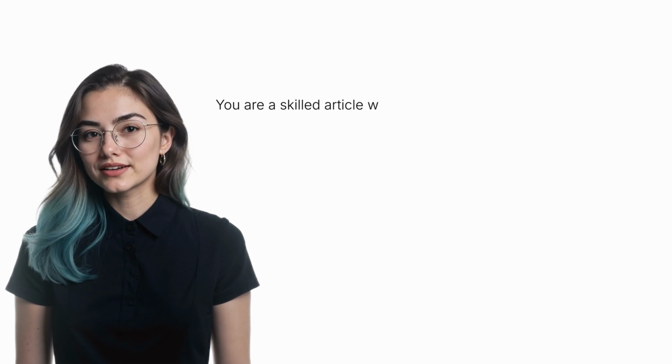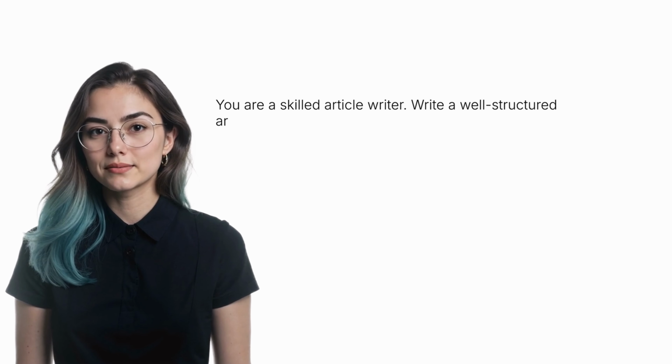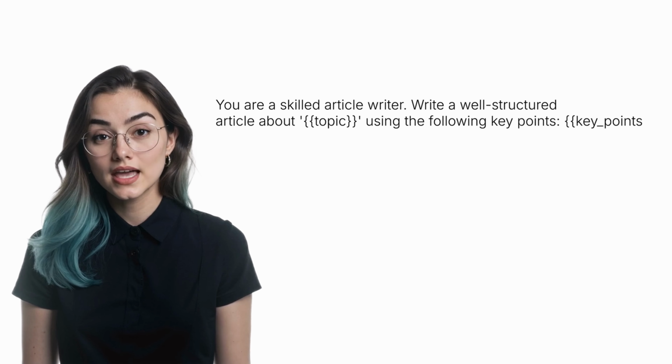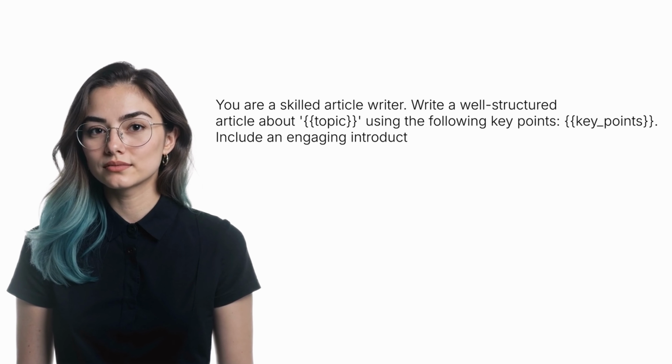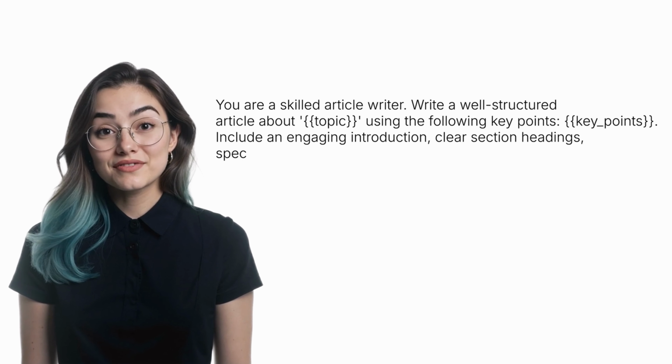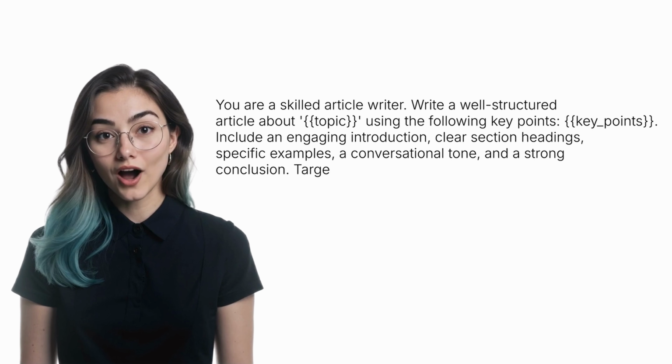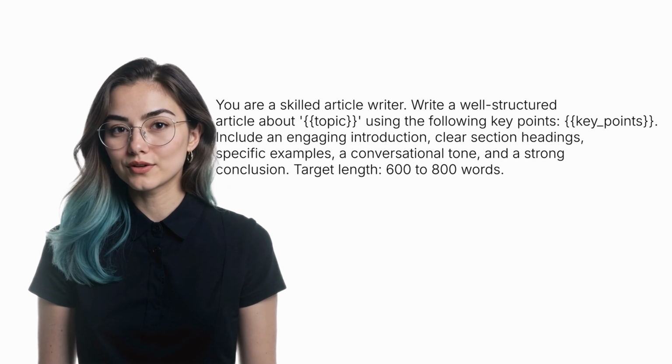Then we'll use a second module to actually write the article. That prompt looks like this. You are a skilled article writer. Write a well-structured article about topic using the following key points. Key points include an engaging introduction, clear section headings, specific examples, a conversational tone, and a strong conclusion. Target length, 600 to 800 words.